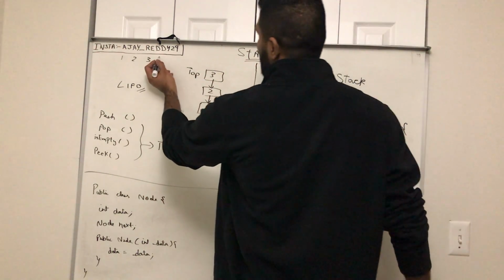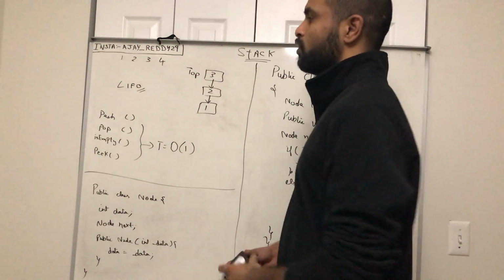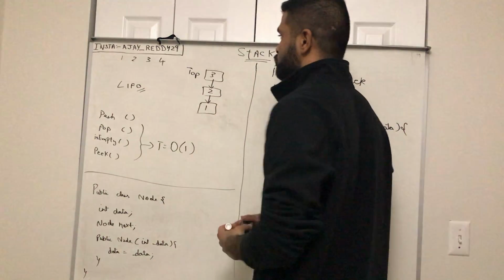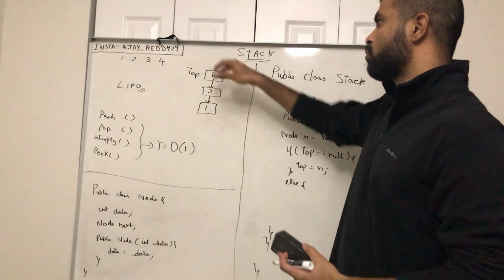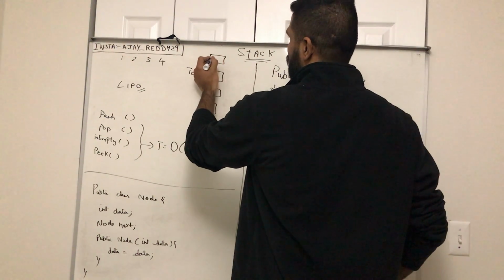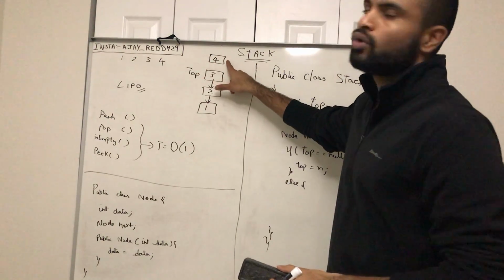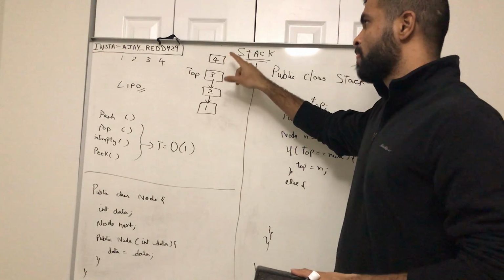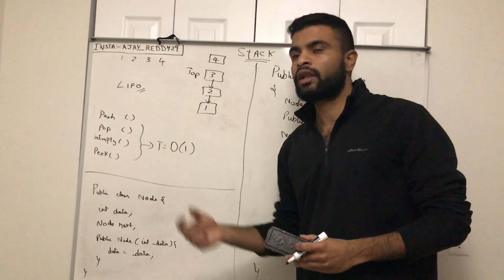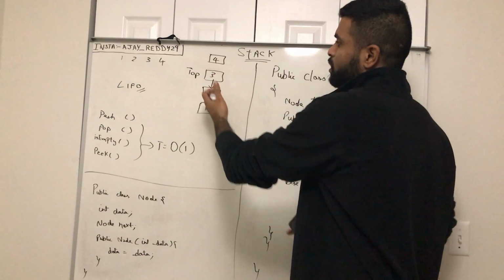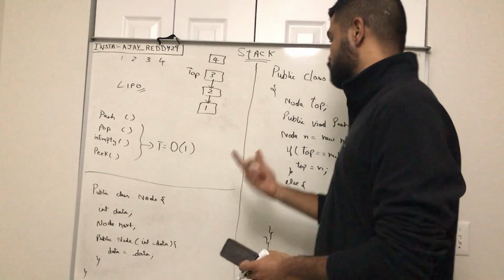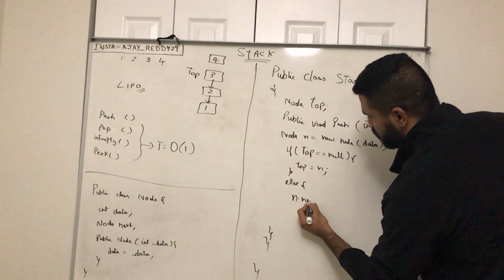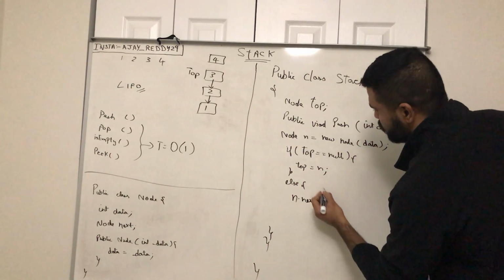Suppose I want to add another element 4. If you want to add any element in the stack, you have to add it on top. For adding the element on top, I'll create a new node 4, and I'll just make new node dot next to top. If I make new node dot next to top, then I can join this element to the stack. So for that, n is the new node here, so new node dot next will be top.